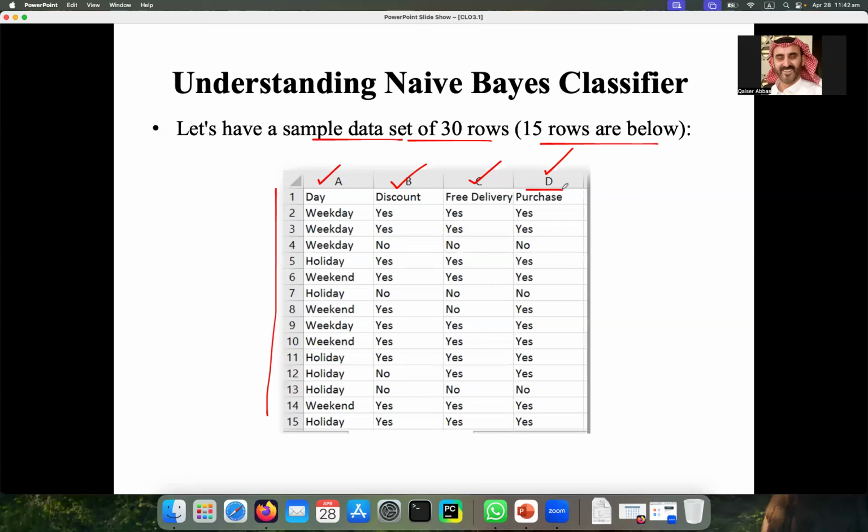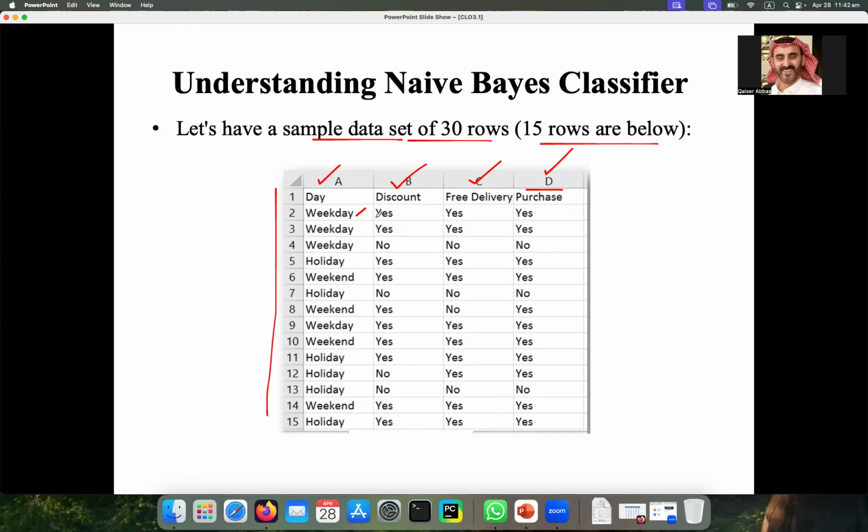Here it is, the title: purchase, buy, same thing, okay? And the value is yes. What does it mean on the weekday? It means Sunday, Monday, Tuesday. And weekend means maybe the day before Sunday, Saturday or Friday. And holiday means if sometimes you have a holiday.